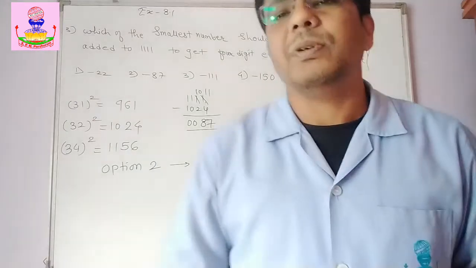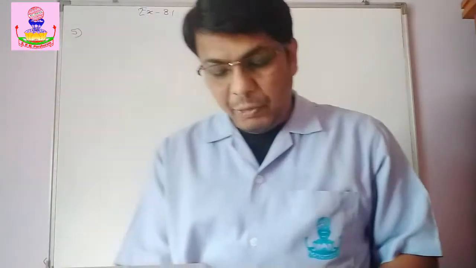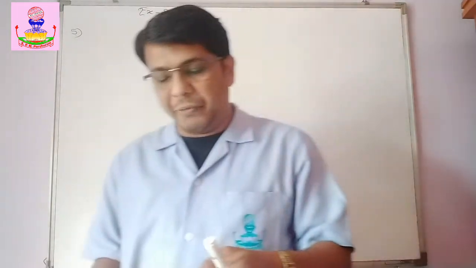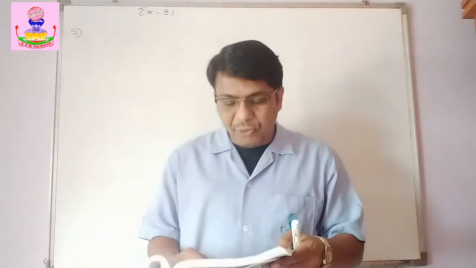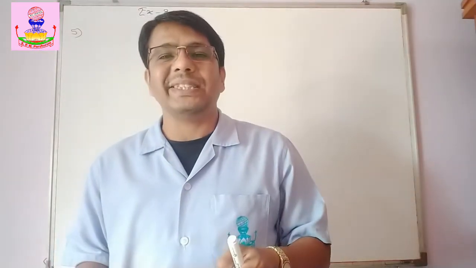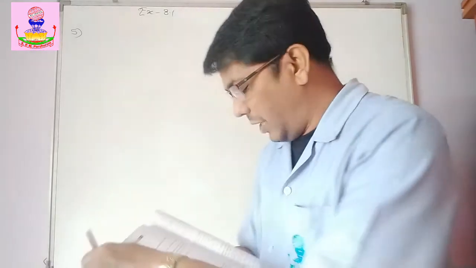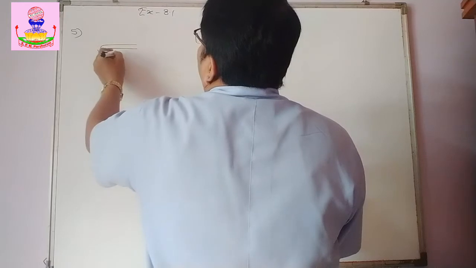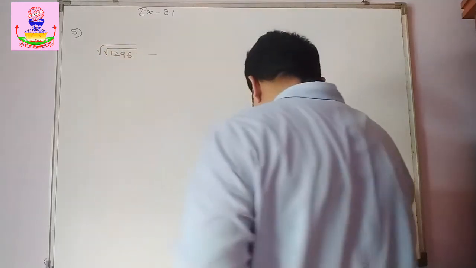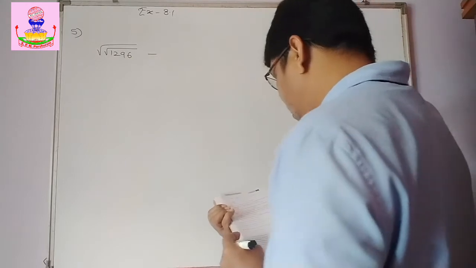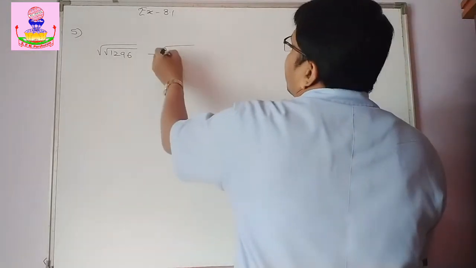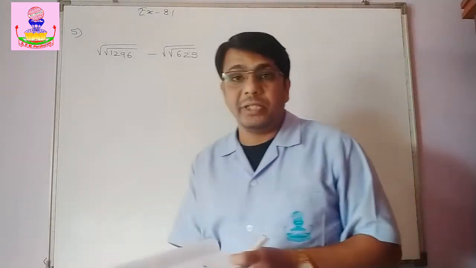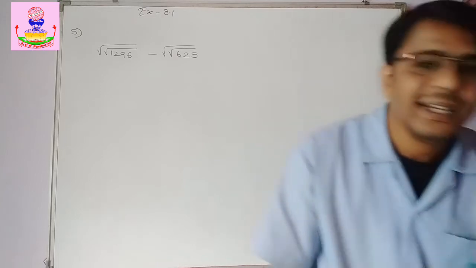Okay. Now let's solve next example. Now fifth example, what will be the result if square root of 625 is subtracted from square root of 1296. Okay. So what it says, square root of 1296 minus square root of 625. And what is the result? You need to find out.